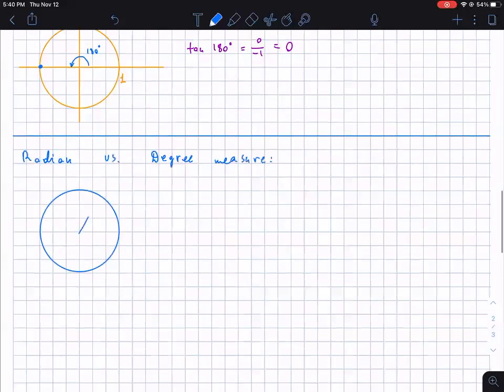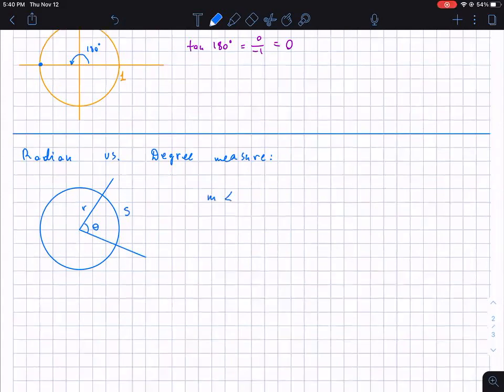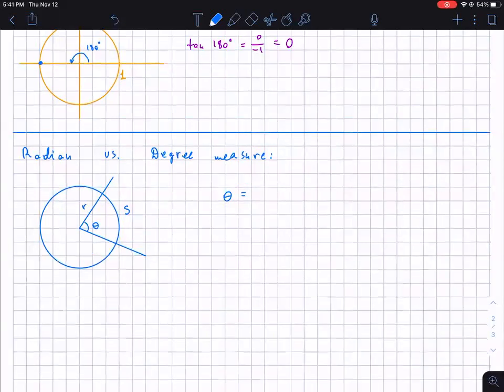So you take an angle, some angle. Let's call this angle theta. Let's say that the radius of the circle is r. Now let's say the arc length over here is s. So what is the measure of the angle theta? I'm just going to write theta. So you figure out what portion s is of the full rotation of the whole circle. This is the circumference, 2 pi r.